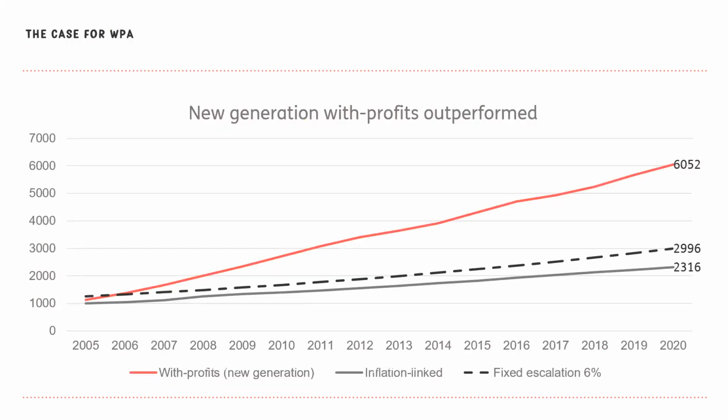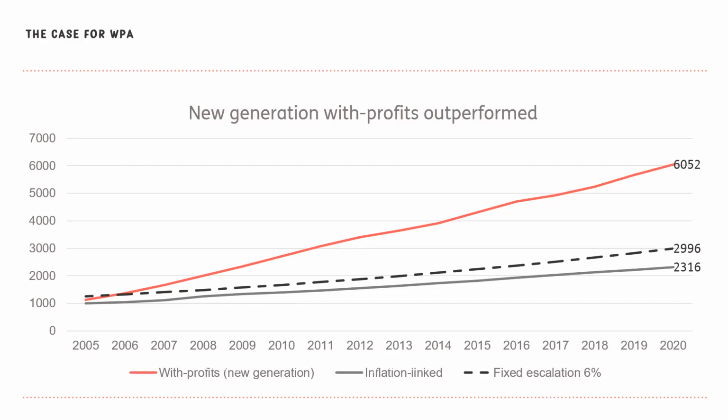If we go back to my earlier proposition, we've stated that we believe that the with-profit annuity is the best value for money in the form of a guarantee, in the form of a guaranteed life annuity product.